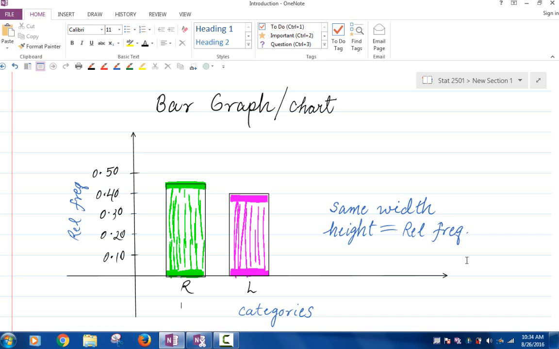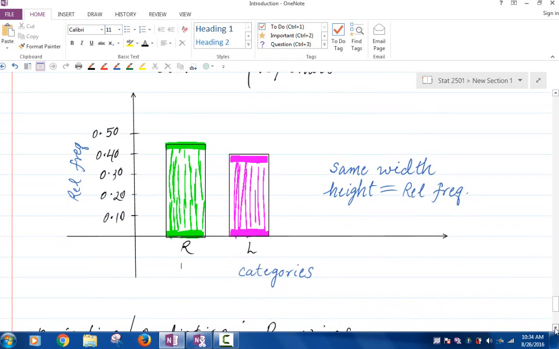You draw a rectangle with height equal to the count or the frequency or the relative frequency of that category. So here I took the relative frequency. So for Roosevelt, remember that the relative frequency was 45%, right? And for Lyndon it was I think 40%. Is everybody okay? Any questions on that? Okay.